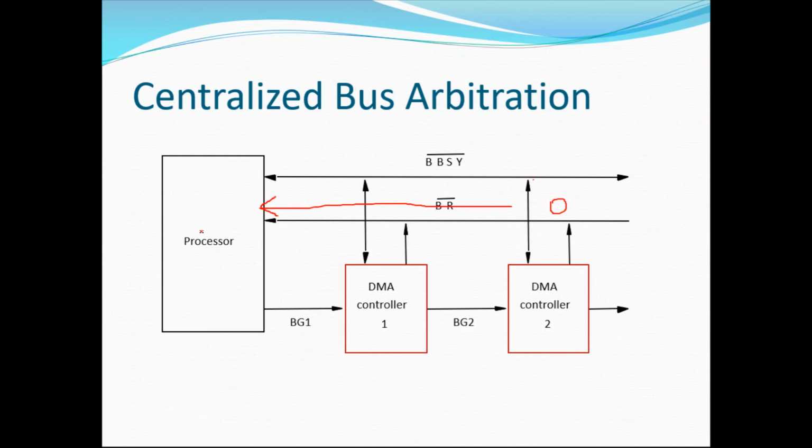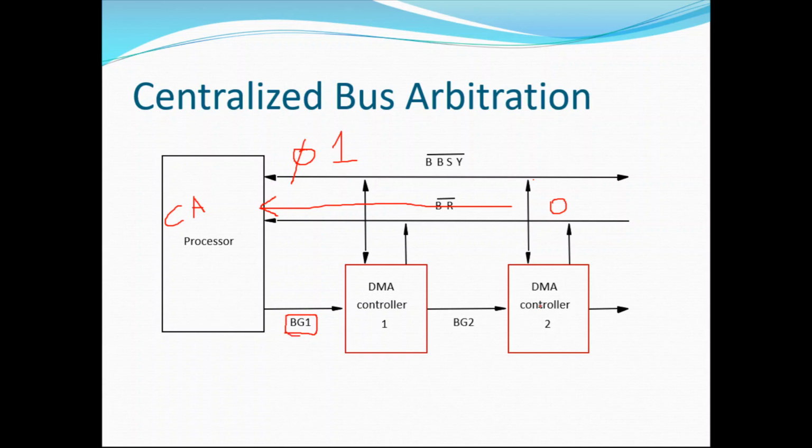Then it will check whether the bus is busy or not. If the bus is busy, that is if this signal is 0, it means that somebody is already using the bus. In that case, the processor will wait until the bus becomes free. The moment the bus becomes free, 1, the processor will decide, okay, I will grant the bus, because he is the central arbiter. For granting the bus, this is called the bus grant signal.